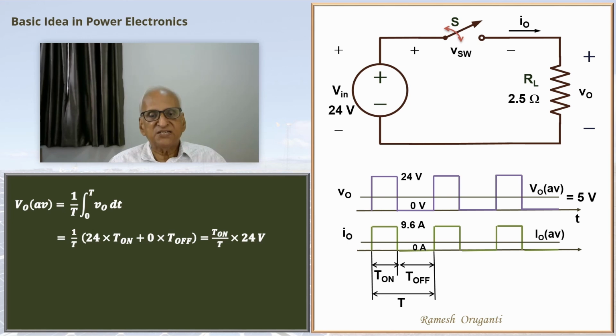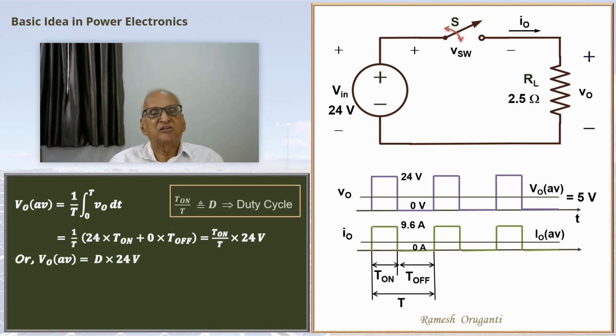By changing the T on by T ratio, we can vary V naught average. So we can control the DC output voltage or the average output voltage by varying the on to total period ratio. So that gives us a degree of control. We are able to play with the output voltage. T on by T ratio has a special name, duty cycle. So V naught average is duty cycle times 24 volts.